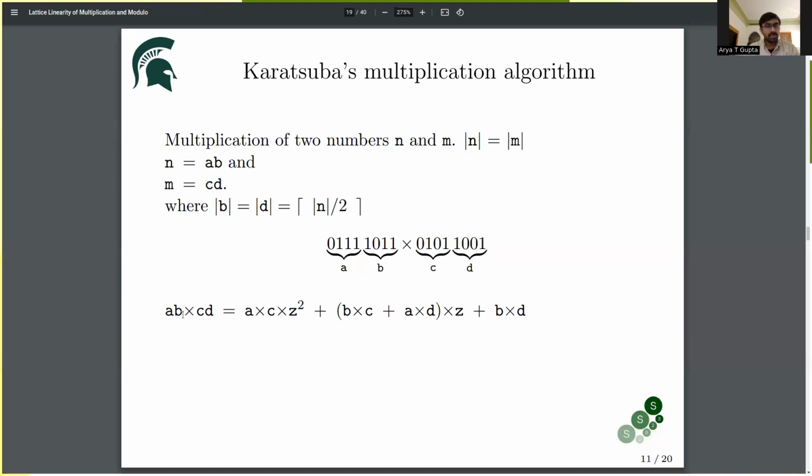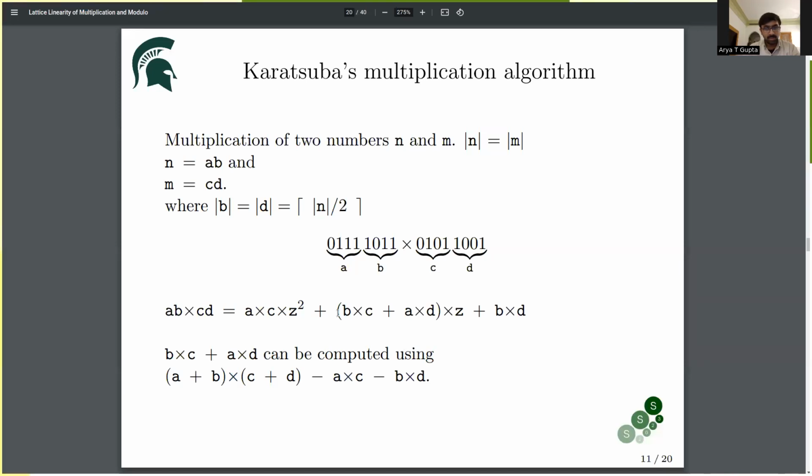And the multiplication of n and m looks like this: a times c times z square. This is the first term. The second term is b times c plus a times d, multiplied with z. And the third term is b times d. Z is some power of 2. So we can consider this multiplication as a left shift operation. And so finally we are left with four multiplications.